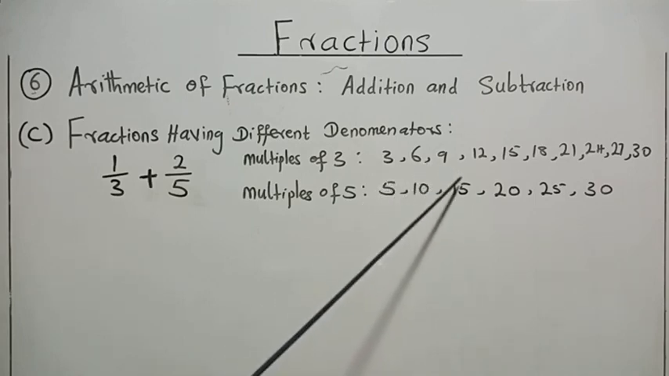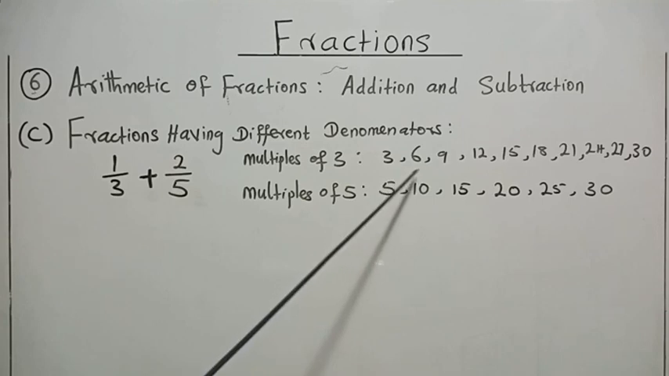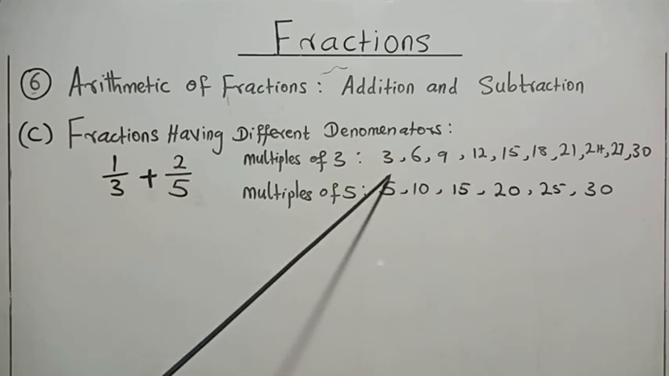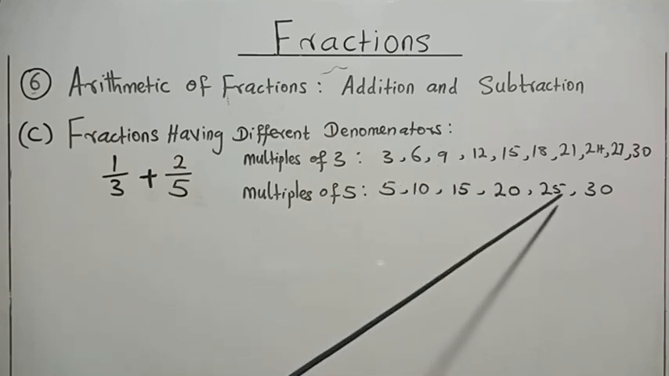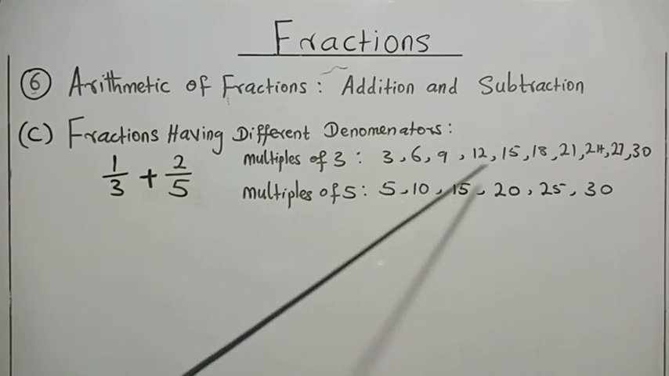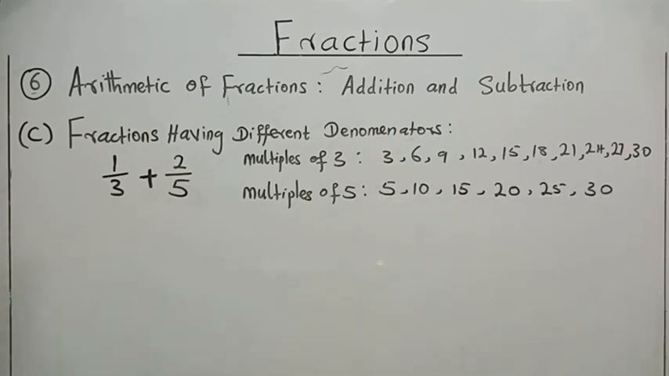5 times 3 is 15. 5 times 4 is this 20. 5 times 5 is 25. 5 times 6 is this 30. It does not mean that multiples of 5 stop at 30 and that multiples of 3 stop at 30. For convenience, I just want to stop at 30 for each of them.